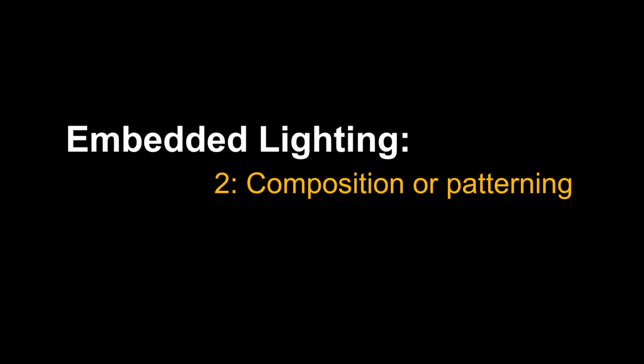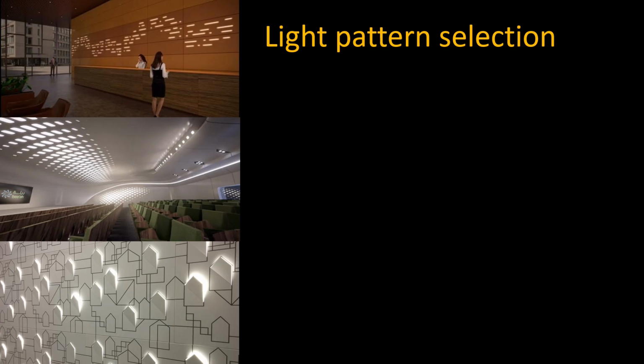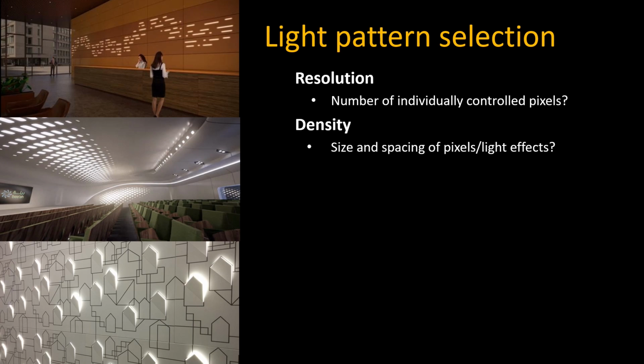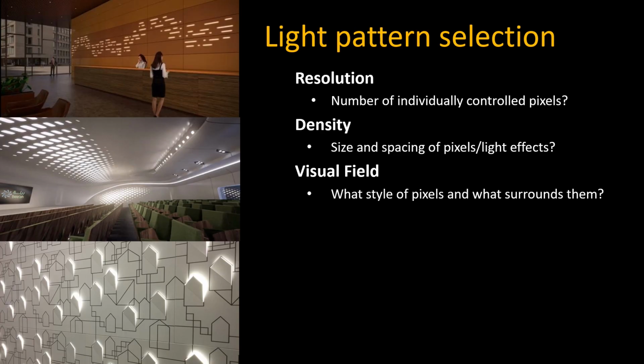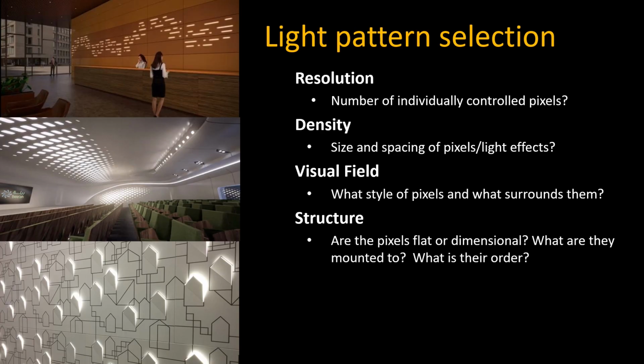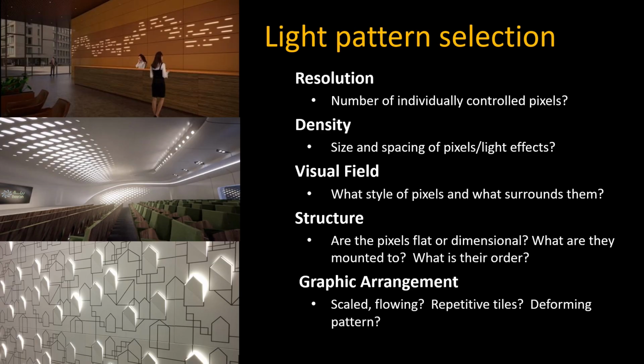Under the composition or patterning of the light source itself, you can think of the resolution as in the number of individual pixels of light or points of light that you may have. The density, what is the size and spacing of those pixels? What is the visual field? What is the style of the pixels and what surrounds them? The structure, are the pixels flat or dimensional? What are they mounted to? What is their order? And the graphic arrangement, is it scaled, flowing, repetitive, deforming? It's really more of a graphic illustration art.